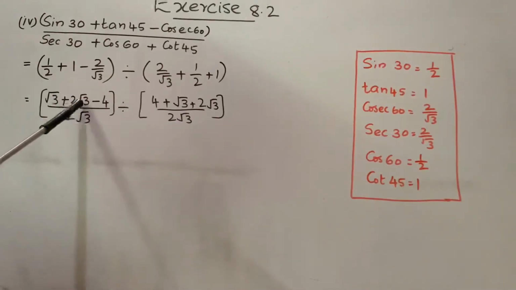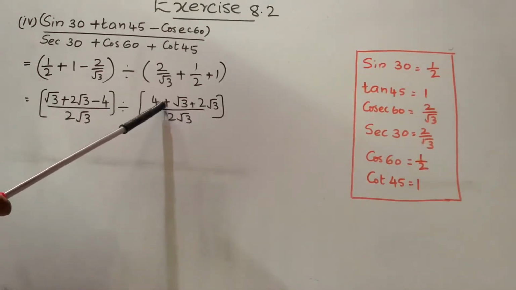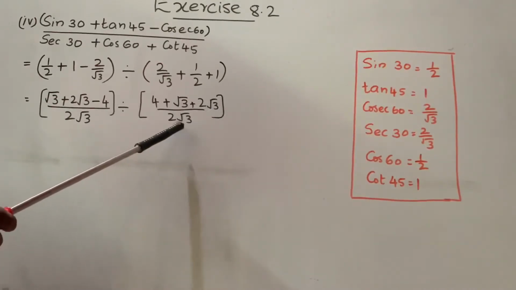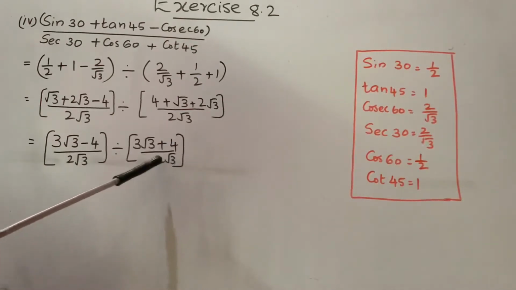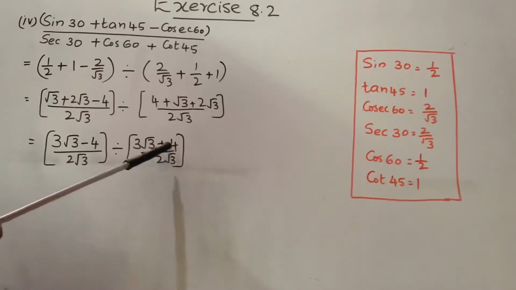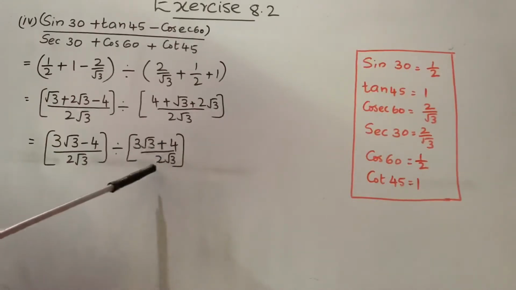Here root 3 plus 2 root 3 is 3 root 3. That means (3 root 3 minus 4 by 2 root 3) divided by (4 plus 3 root 3 by 2 root 3). Look here, this is the dividend and this is the divisor. The divisor is a fraction, so you multiply by the reciprocal of this fraction. That means multiply by 2 root 3 by 3 root 3 plus 4.